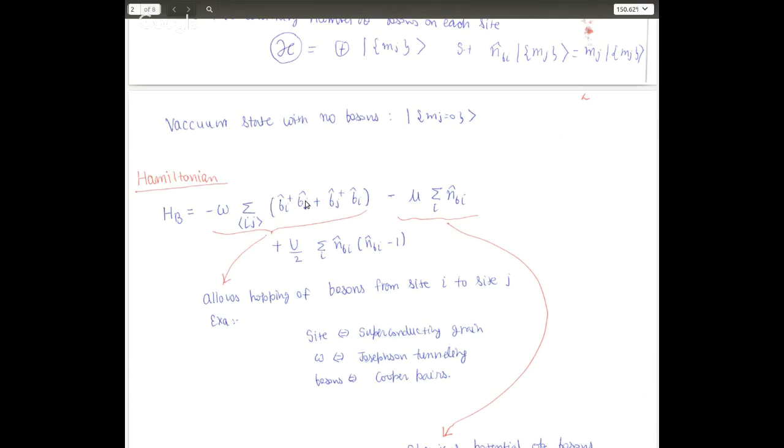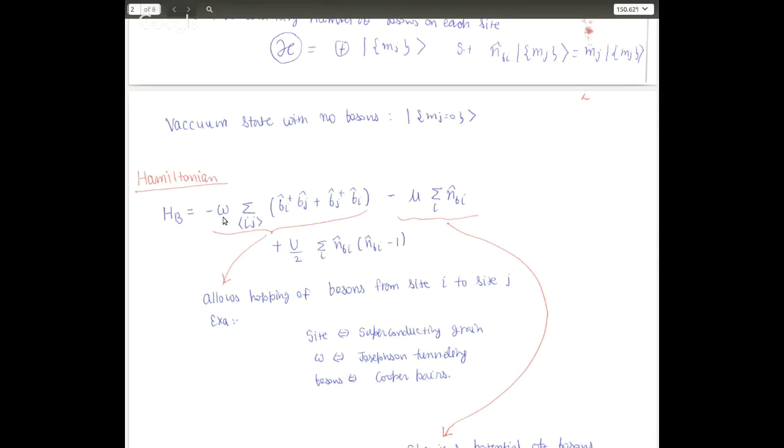This is the hopping term, and the amount of hopping is controlled by this term W here. This W could be something like the amount of tunneling you can have between the various lattice sites.